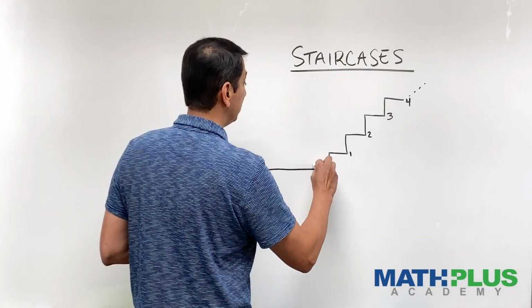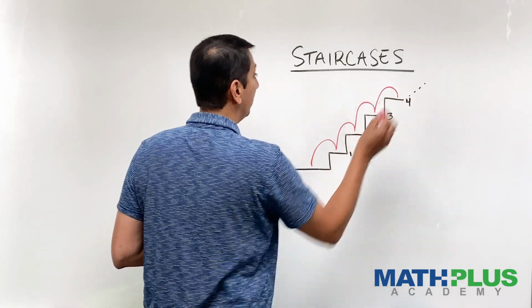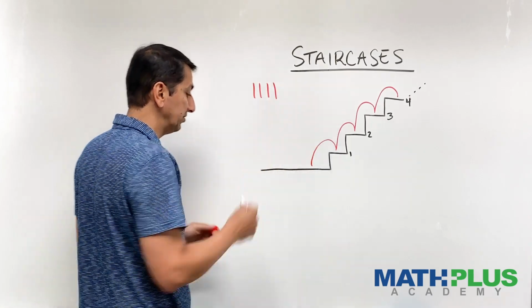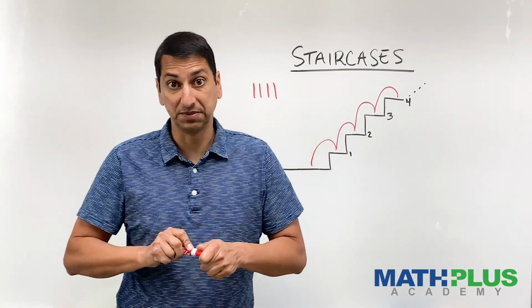So for example, in this problem, I might take all single steps. That might look like this: 1, 2, 3, 4. And I'll write that over here. I'll just keep track of it as 1, 1, 1, 1. 4 single steps to get to the top of the 4-step staircase.